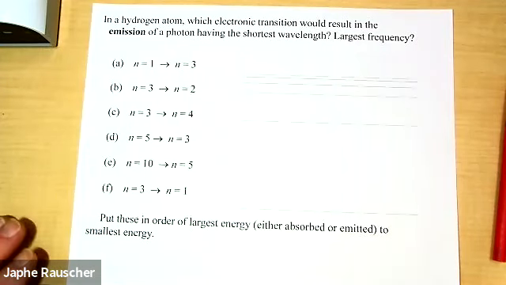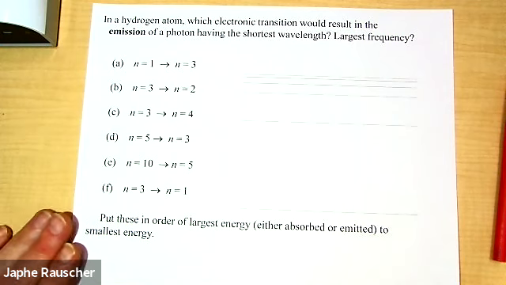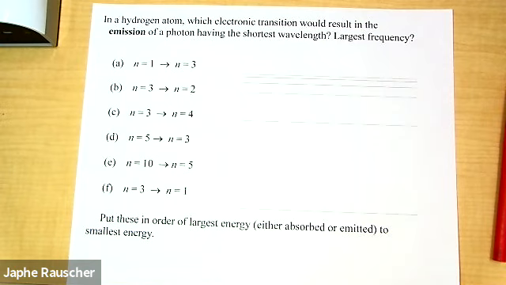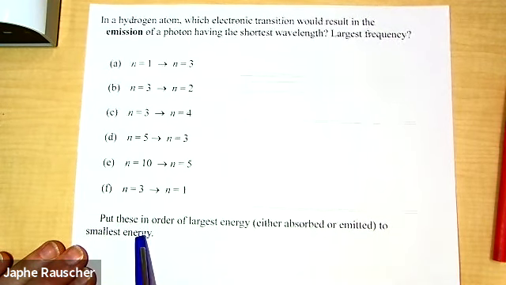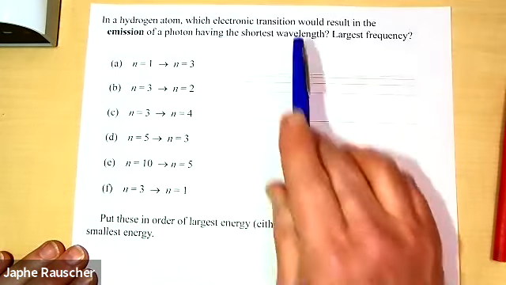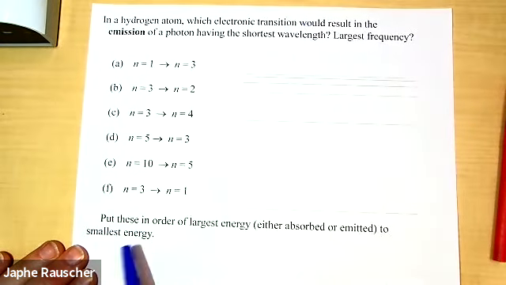Okay, in a hydrogen atom, which electronic transition would result in the emission of a photon having the shortest wavelength and which would have the largest frequency? Put these in order of largest energy, either absorbed or emitted, to the smallest energy. So that's what we're going to do in the end. So wavelength, frequency, and then energy.